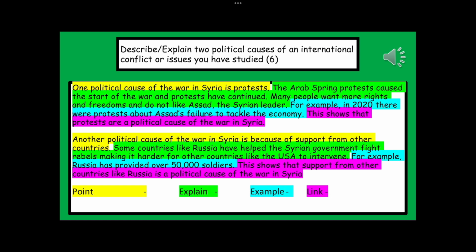But just to make sure, again, that the marker's in no doubt about what message you're trying to send, you're going to link that back by saying this shows that support from other countries like Russia is a political cause of the war in Syria. Again, using the clear language from the point you've made in that paragraph, but also linking back to the clear language that's given in the question.